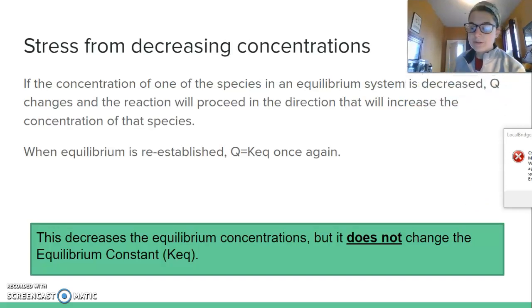We can also introduce a stress by decreasing concentration. It's basically going to have the opposite effect. If we decrease the concentration of something, the reaction will proceed to increase the concentration of that species. Same idea, Q equals KEQ again at equilibrium. And even though there's going to be a decrease in equilibrium concentrations, it does not change the equilibrium constant, KEQ.